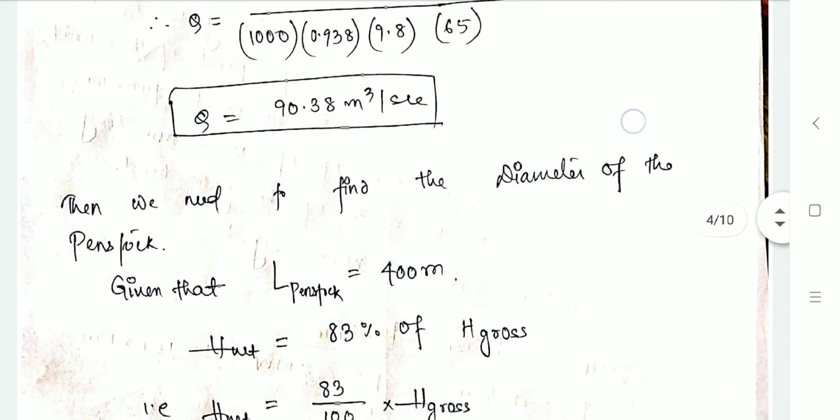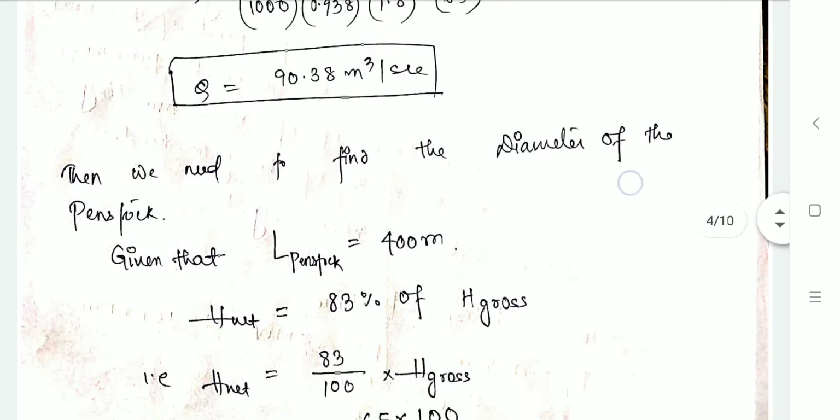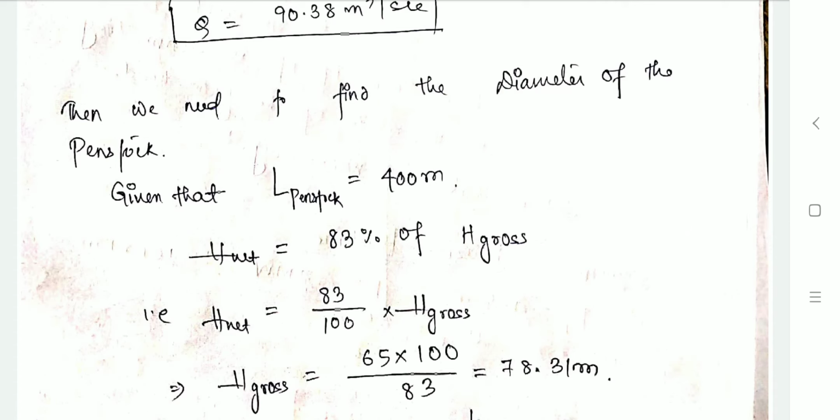Then we need to find the diameter of the penstock. The information regarding the penstock is: length of the penstock is 400 meter, net head is 83% of the gross head.